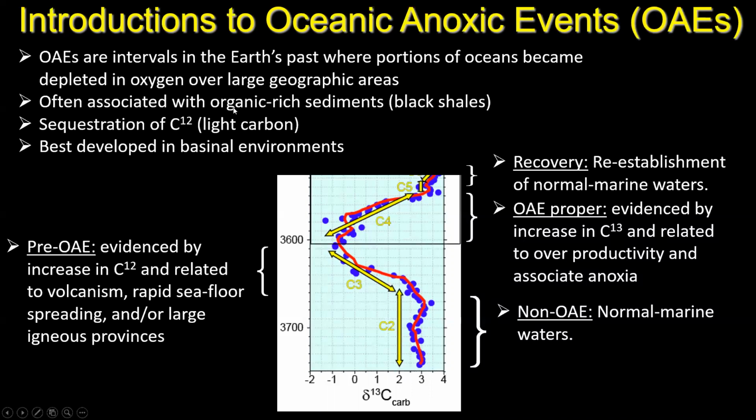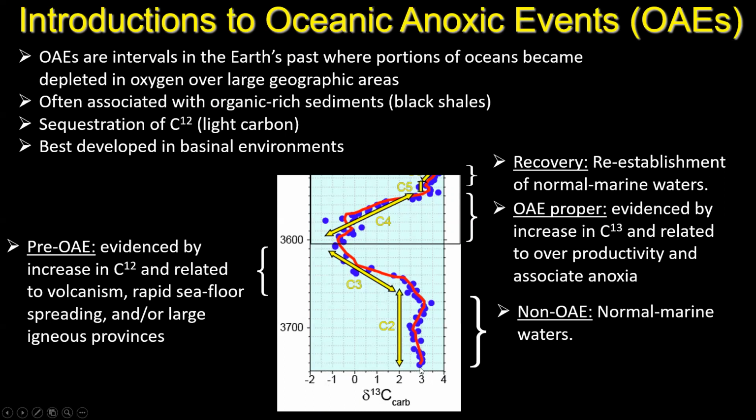OAEs are best developed in basinal environments, but note that in our situation here, we are on a ramp that developed on a drowned platform. OAEs are commonly defined by carbon isotope curves, either organic carbon isotopes or carbonate carbon isotopes. In this investigation, we found that carbonate carbon isotopes show the OAEs quite well. That's what we show here: the isotope curve plotting delta C13 against depth in feet.